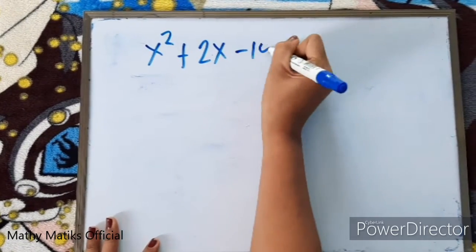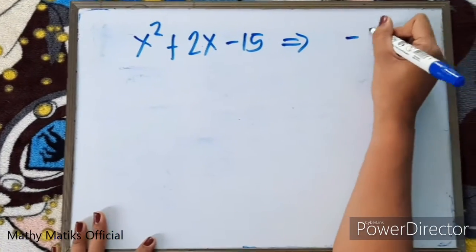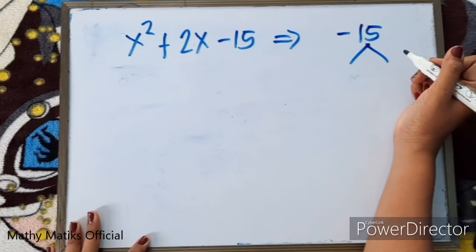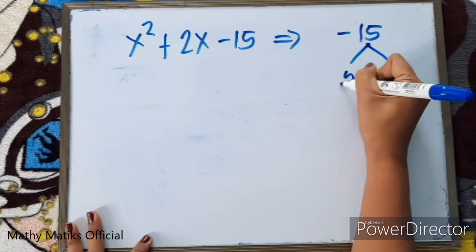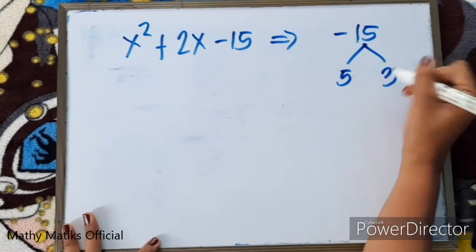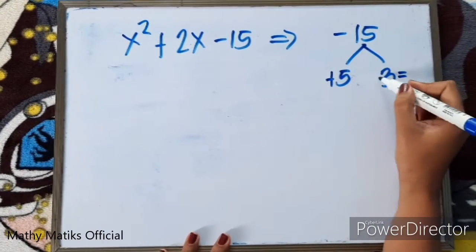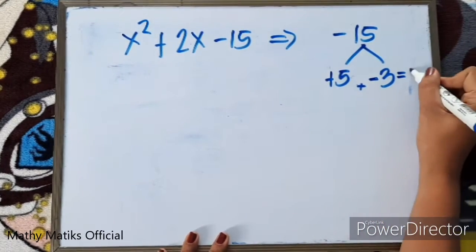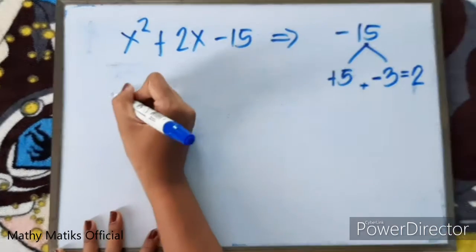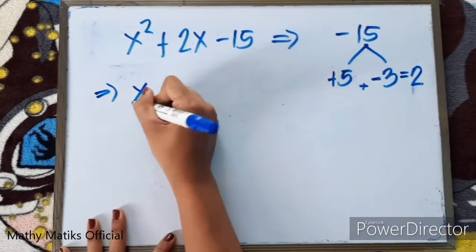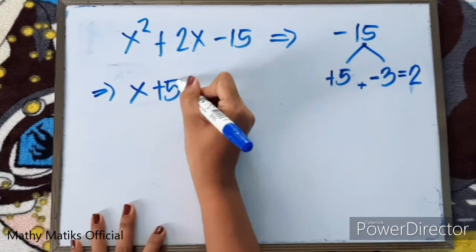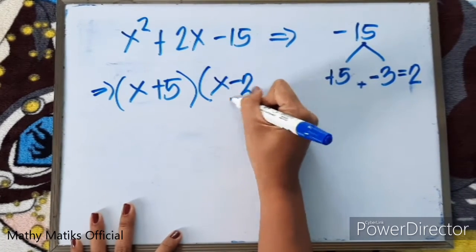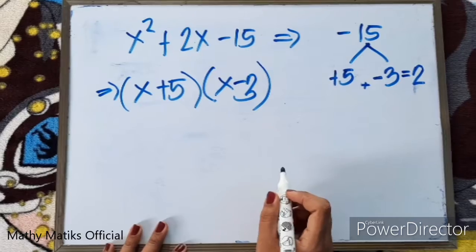Next, we have x squared plus 2x minus 15. Get the possible factors of negative 15 which, when added, equal 2. The possible factors are 5 and 3. If we have positive 5 and positive 3, when we add 5 plus 3 it is equal to 8. So this is not positive 5 and positive 3. So we'll have positive 5 and negative 3. Positive 5 plus negative 3, the answer is 2. So our factored form of x squared plus 2x minus 15 is x plus 5 times x minus 3.